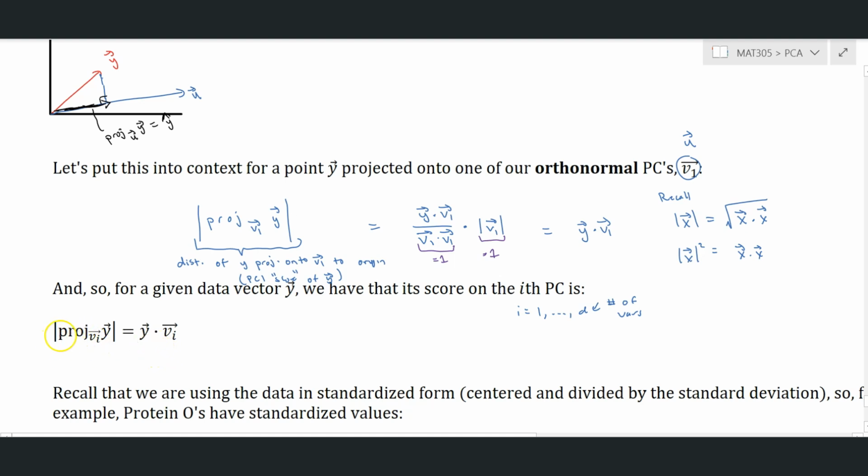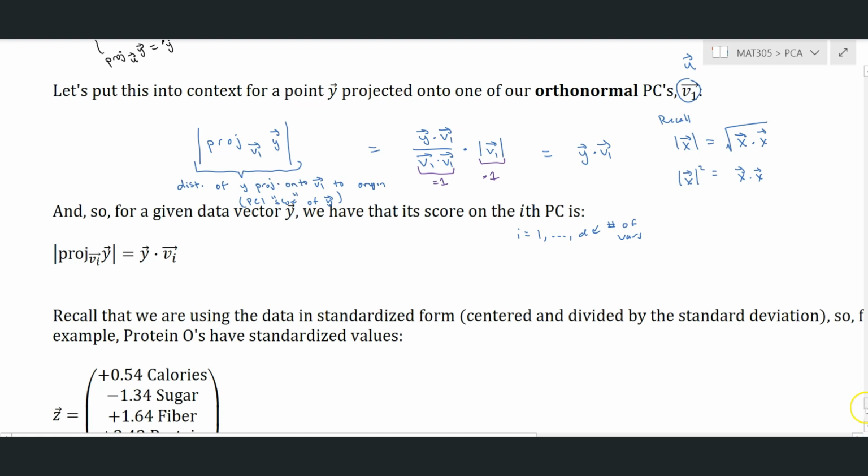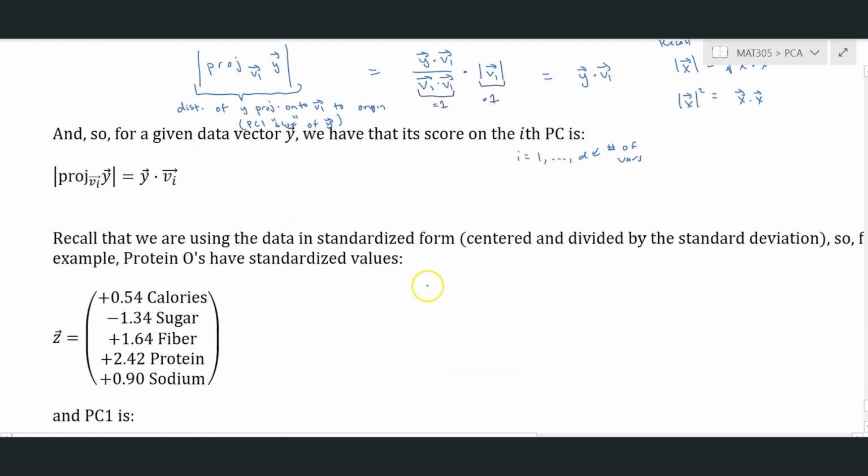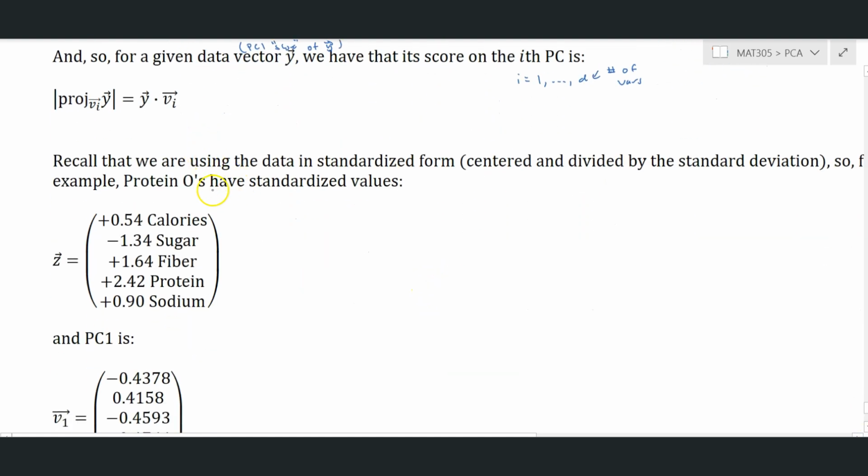Yes, and so now the projection of our point or cereal onto the corresponding principal component will be the dot product between the cereal and the corresponding eigenvector. Sweet. Okay, so we are almost there. Now recall that what we're actually using is the data in standardized form. So we've centered the data and we've divided by the standard deviation. So don't be surprised when you see a negative sugar score here.